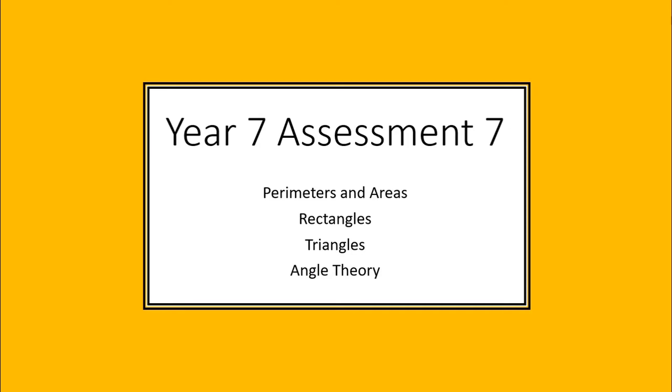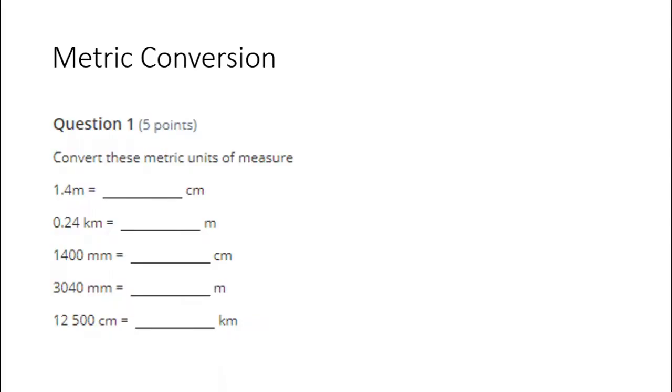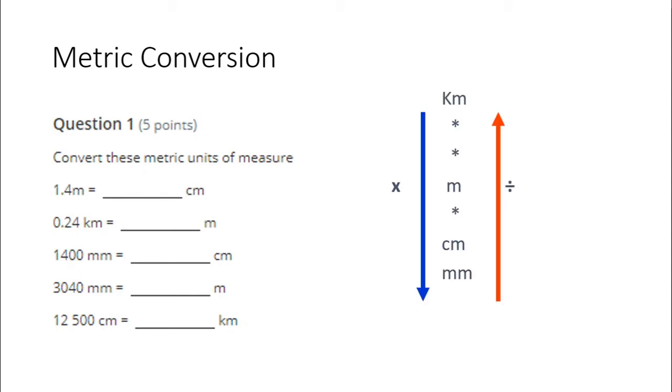Right, so let's start taking up this assessment. Question 1 with the metric conversion. I hope you remember your metric conversion scale. Remembering that going down the scale, for each step we multiply by 10. And when we go up the scale, for each step we divide by 10.